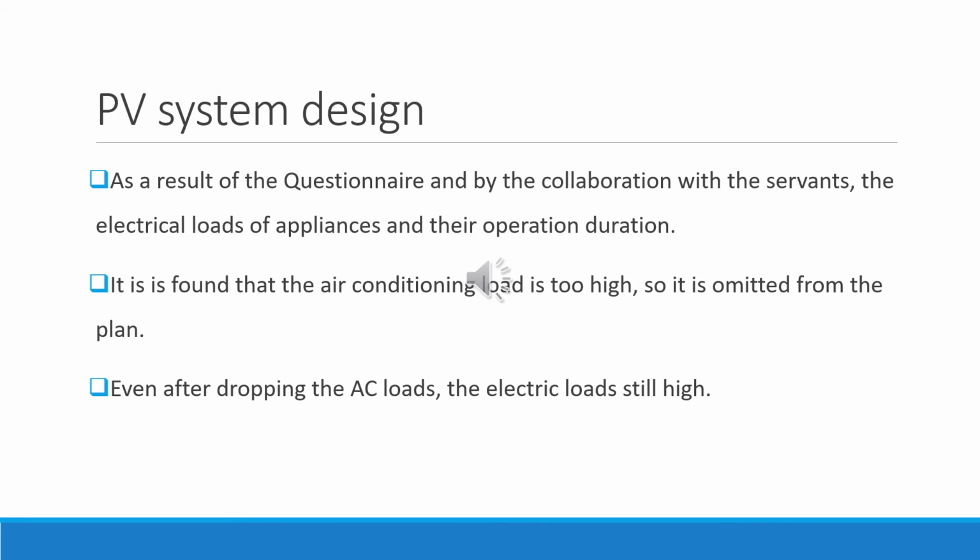The air conditioning, as we talked about previously, is because of the bad material, the uninsulated buildings, with no insulation installed, and that's why the air conditioning and heating loads are very high. So the AC load is omitted from the plan. Even after dropping the AC loads, we find that the electric loads are still high.